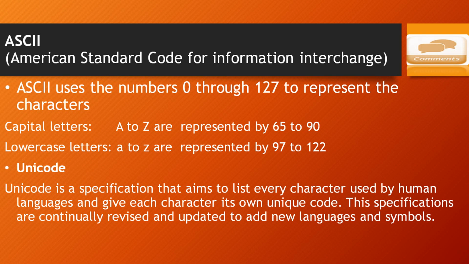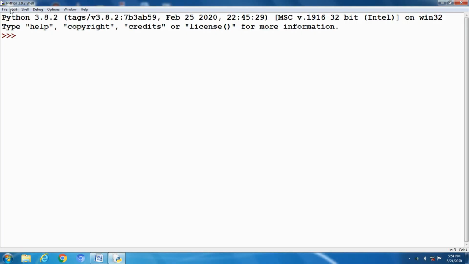Most modern systems are moving to the support of Unicode, a much larger standard that includes support for the characters of nearly all written languages. Newer versions of Python include support for Unicode as well as ASCII.